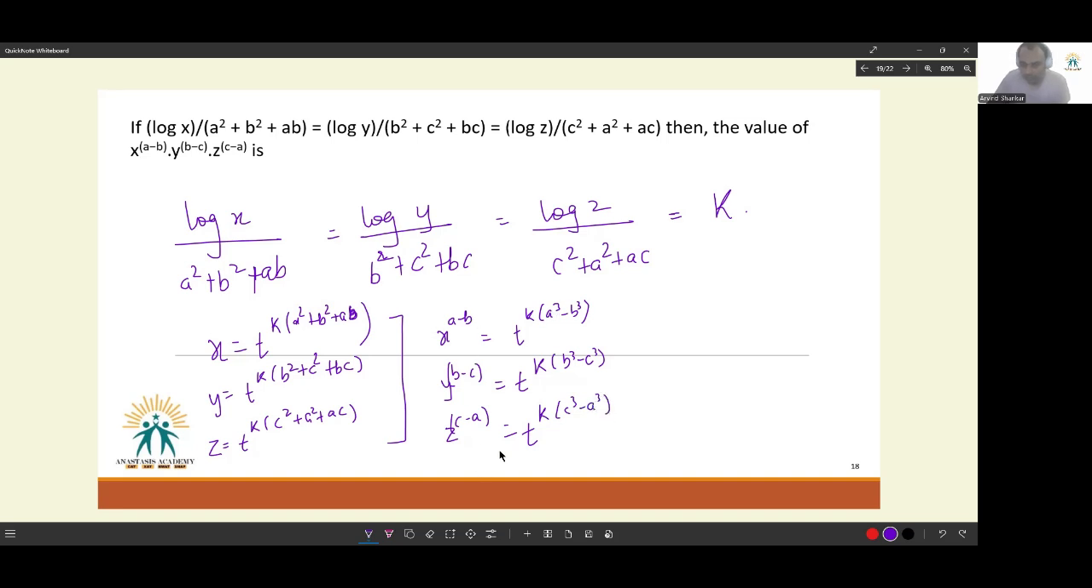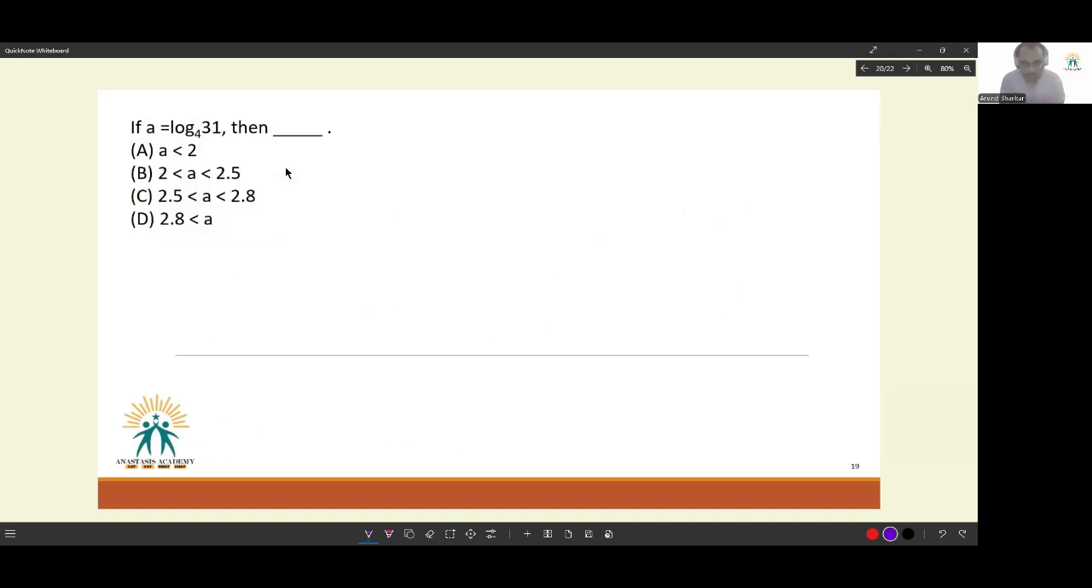Hopefully you can see when these three terms multiply, ka cube positive, ka cube negative, kb cube negative, kb cube positive, kc cube negative, kc cube positive, everything will cancel out. We'll get t raised to the power 0, which is equal to 1. So the value of this expression is 1. Final answer is 1. Okay.